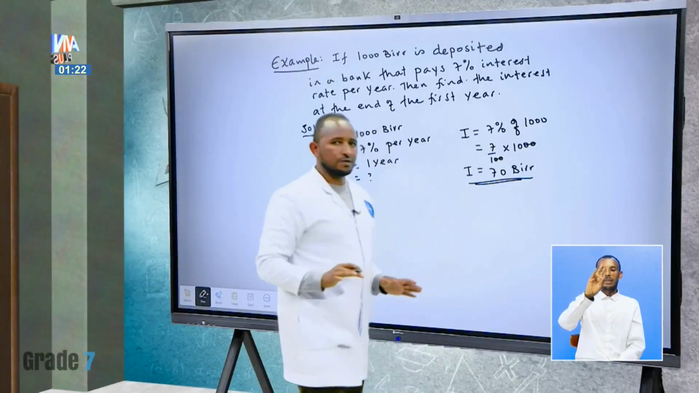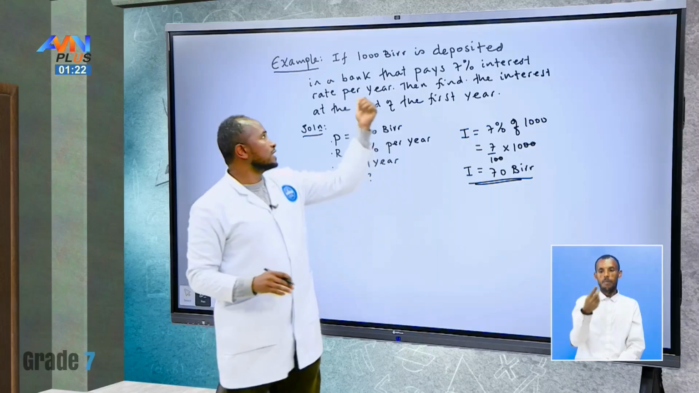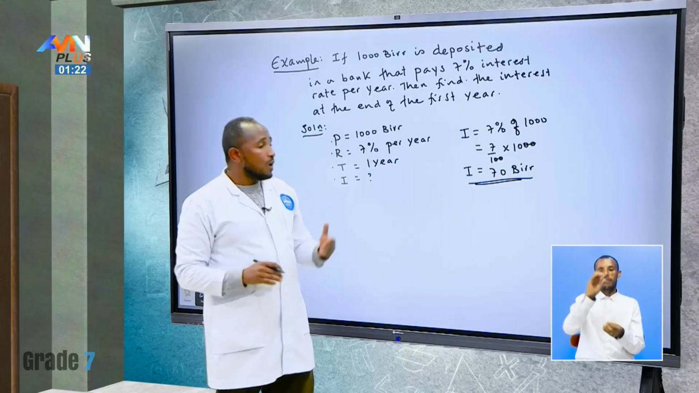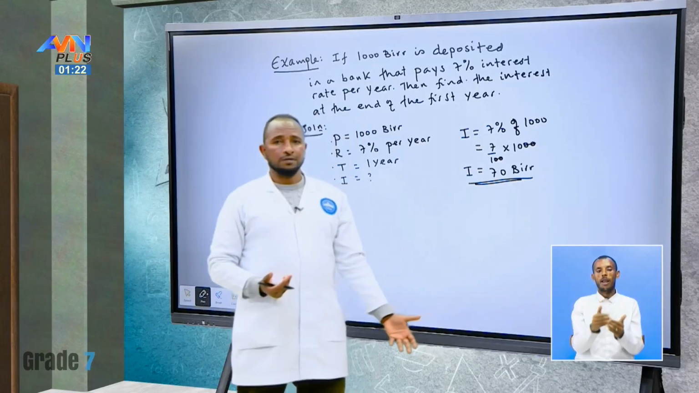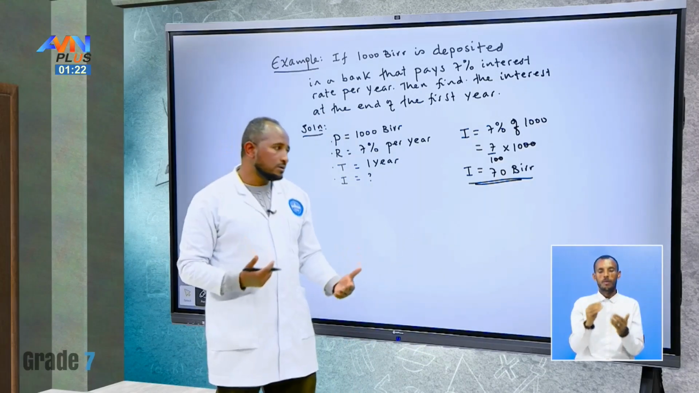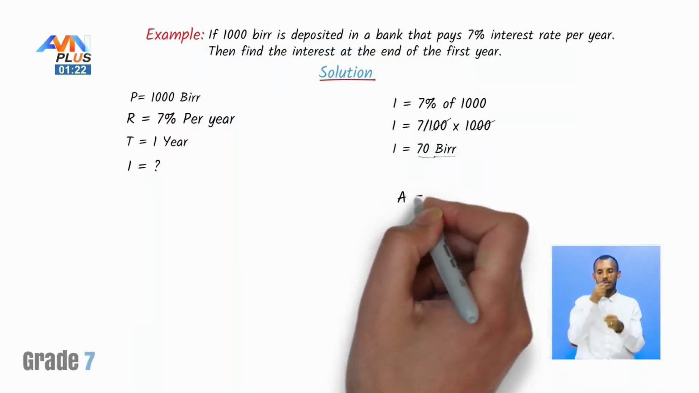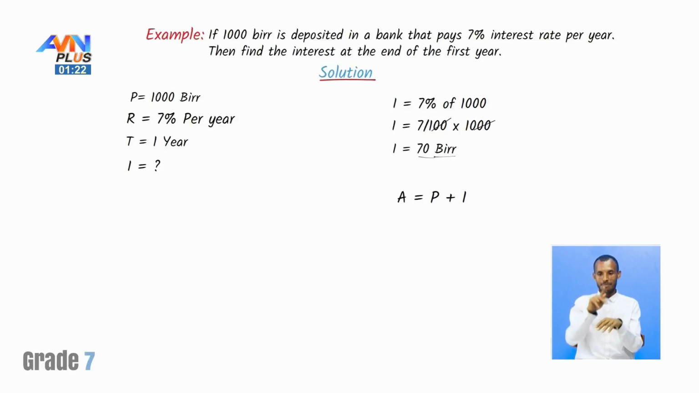At the end of the first year, the bank pays you 70 birr in addition to the original 1,000 birr. So what will be the total amount at the end of the first year? The total amount at the end of the first year will be equal to the original principal plus the interest earned in the first year.